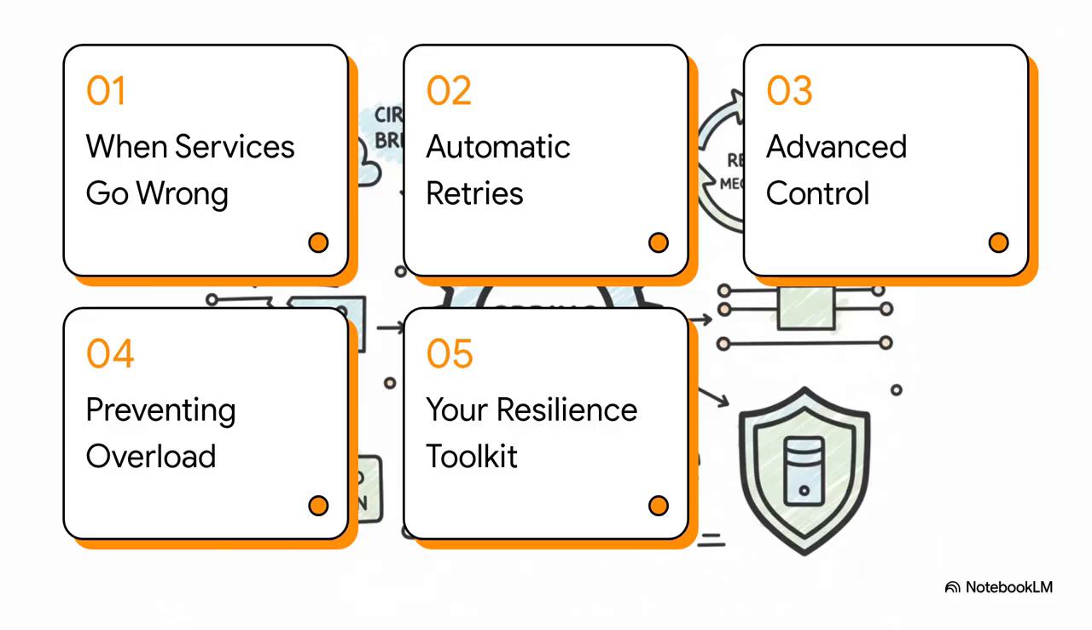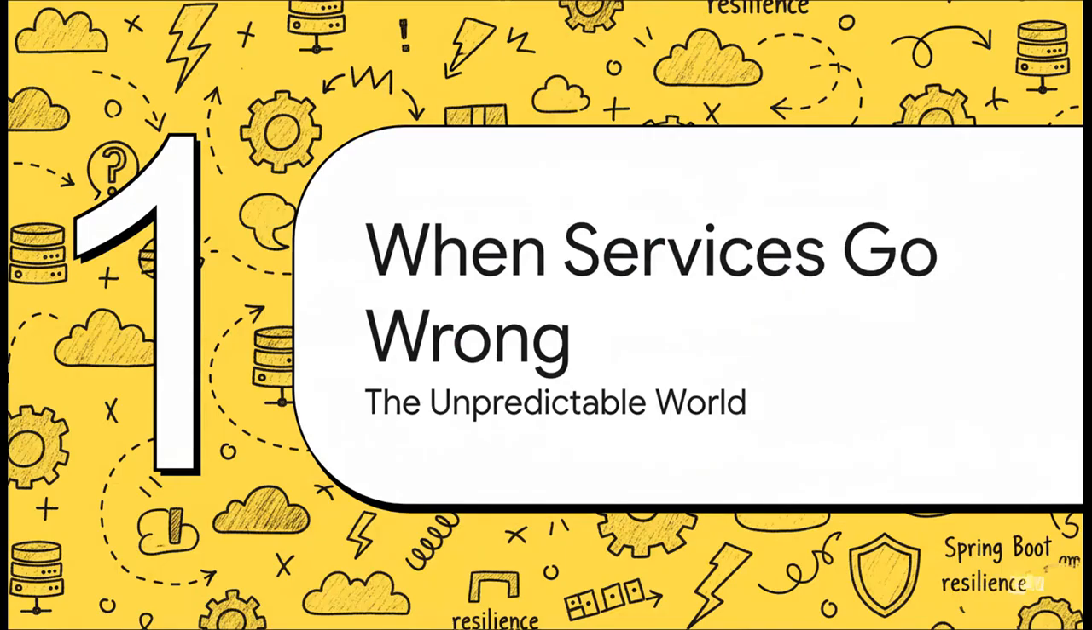All right, so here's our game plan. First, we'll talk about why services fail in the first place. Then, we'll look at 3 awesome solutions: automatic retries using @Retryable, getting more advanced control with the RetryTemplate, and how to stop your system from getting overloaded. Finally, we'll wrap it all up into your brand new resilience toolkit. Okay, let's get right into it.